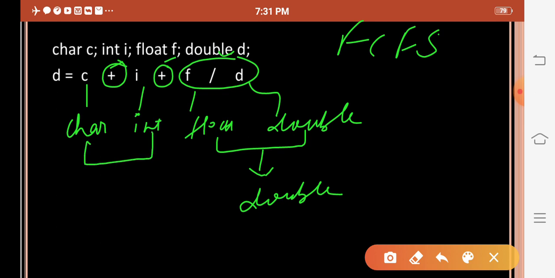Now tell me one thing, char takes how many bytes? 2. And integer takes how many bytes? 4. So the final answer will be of which type? Integer obviously, isn't it? Okay.